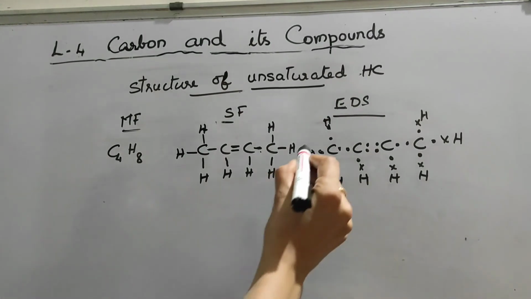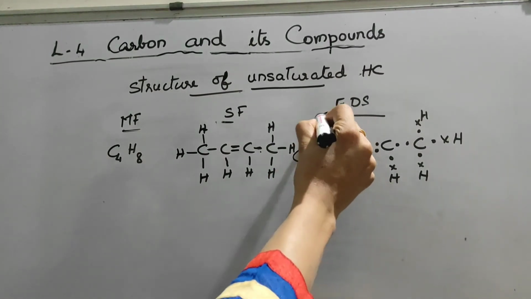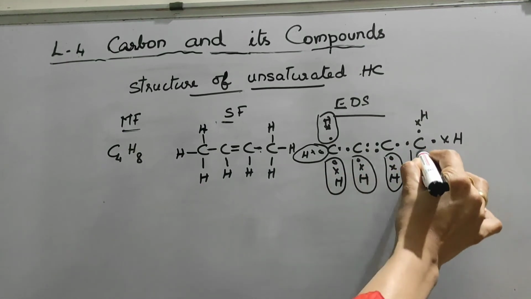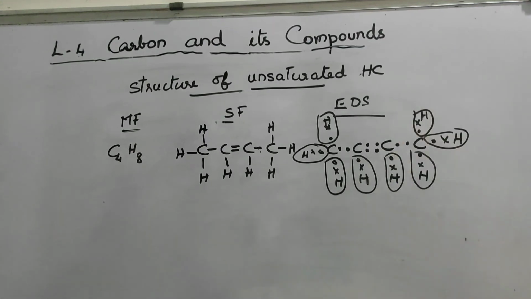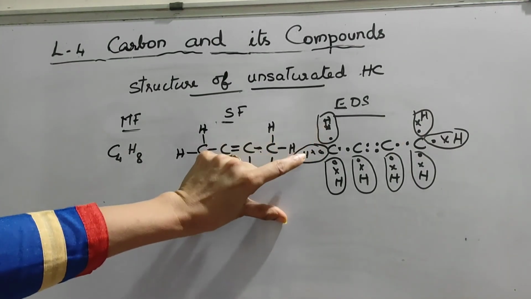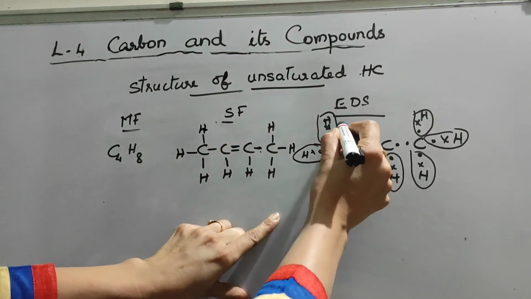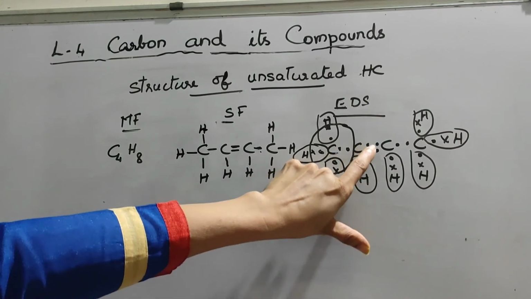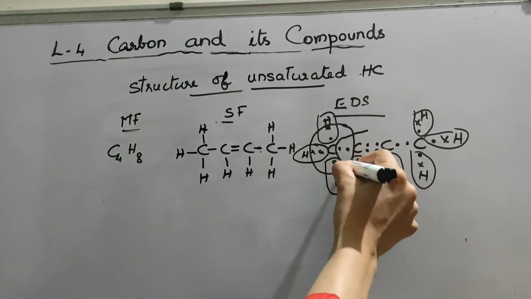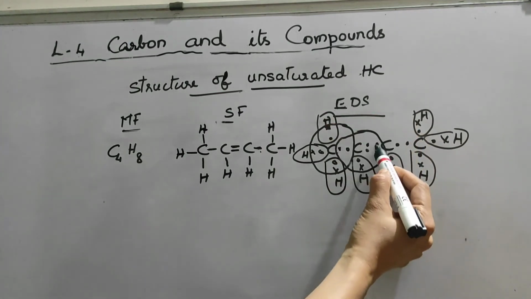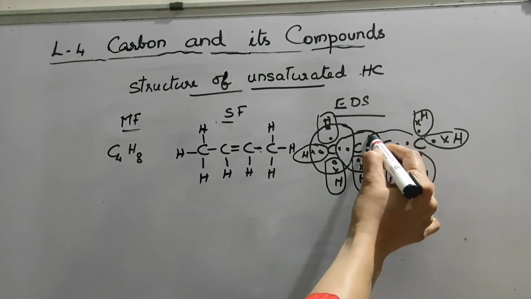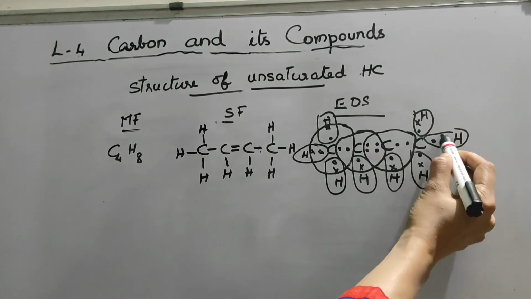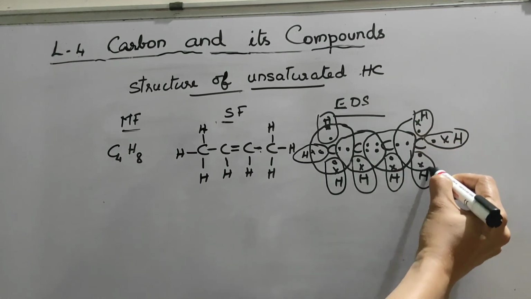Next step, sharing of hydrogen. Afterwards, carbon. Carbon needs 8. 1, 2, 3, 4, 5, 6, 7, 8. The first carbon shared 8 electrons. And second, 1, 2, 3, 4, 5, 6, 7, 8. Third carbon, 1, 2, 3, 4, 5, 6, 7, 8. Very important: count it and circle it. And last carbon, 1, 2, 3, 4, 5, 6, 7, 8. This is the way.